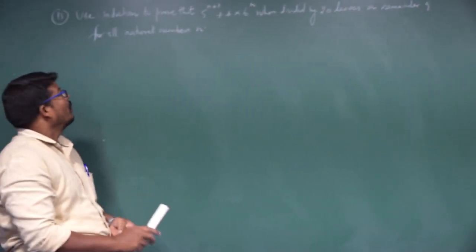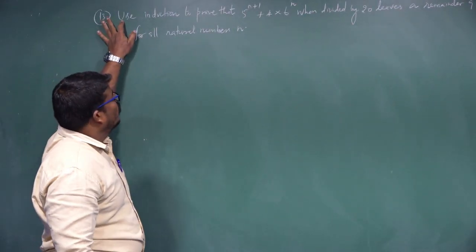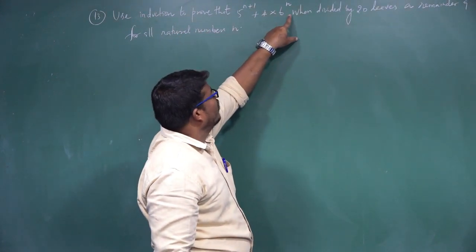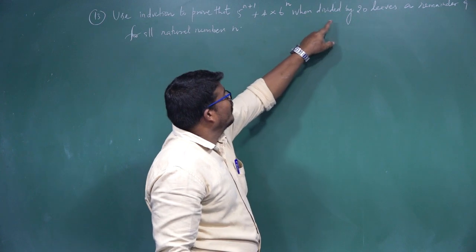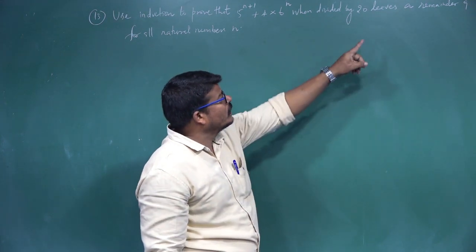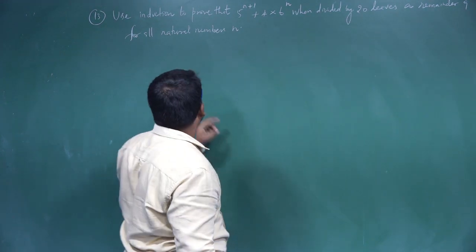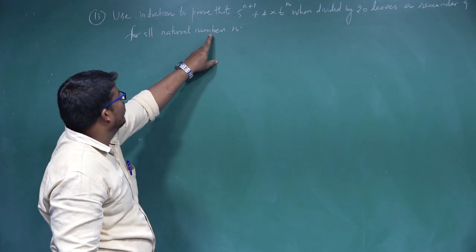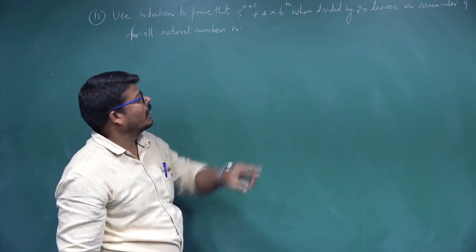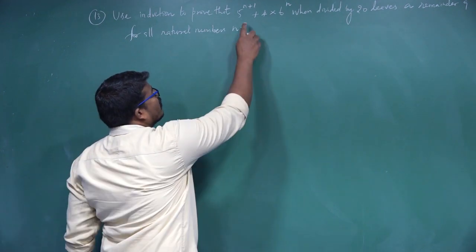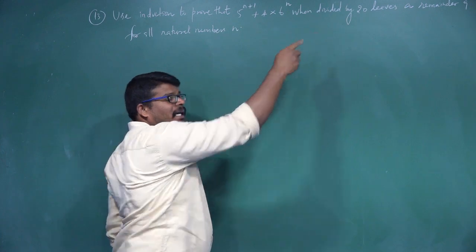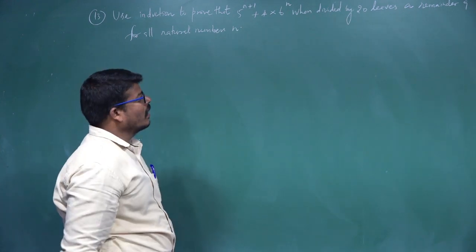And next one, 13th problem. Use induction to prove that 5 power n plus 1 plus 4 into 6 power n, when divided by 20, leaves a remainder of 9 for all natural numbers n, by using mathematical induction. So the statement is 5 power n plus 1 plus 4 into 6 power n is divided by 20 and leaves the remainder 9.